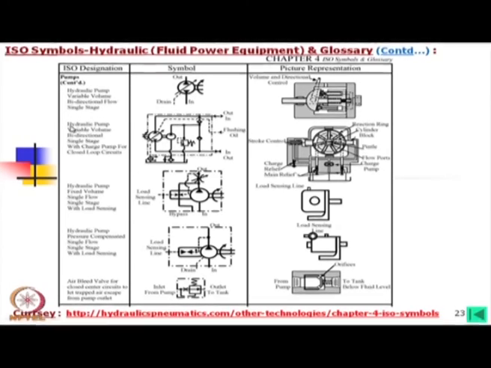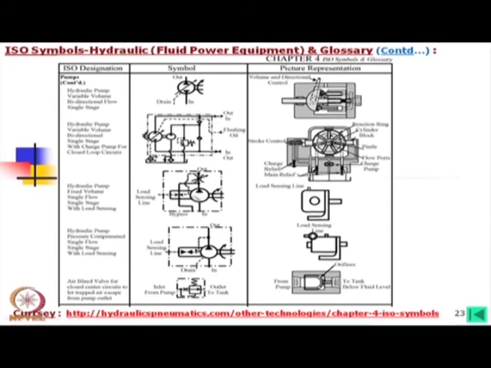In that case, hydraulic pump, variable volume, bidirectional, single stage with charge pump. The charge pump is there for closed loop circuits. These are usually used for closed loop circuits. That means, the double pump which we have seen, that is also used for another application, but in case of a closed circuit, this pump is very small, just to supply the leakage oil.